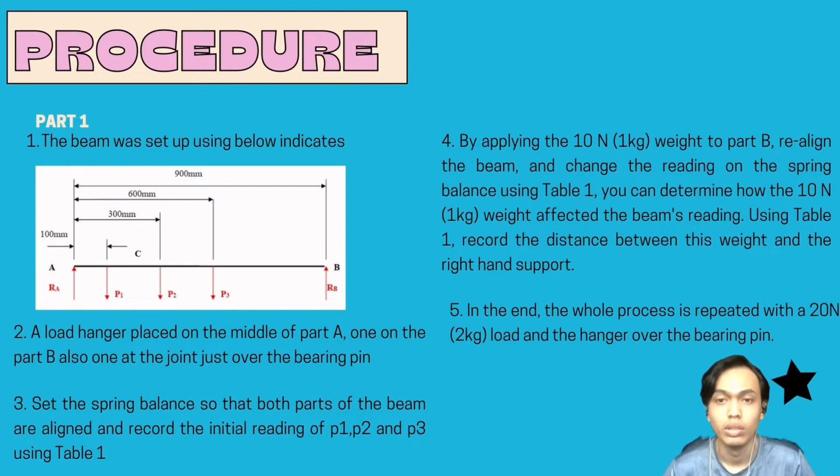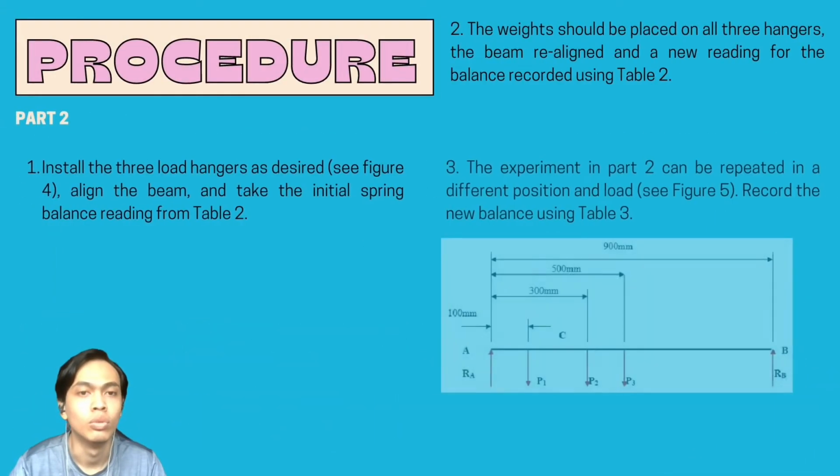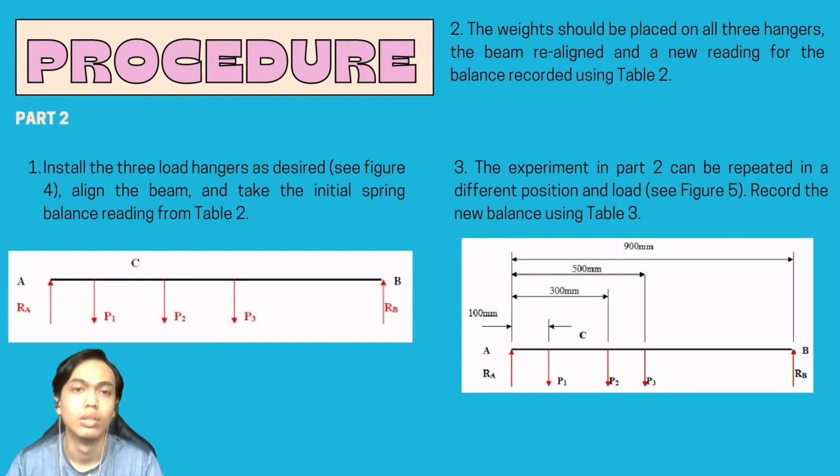Then the last one is we need to repeat the experiment with 20 Newton load and hang it over the bearing pin. So move to part 2. The first step in part 2 is we need to install 3 load hangers as desired, which is P1, P2 and P3. We can refer to the figure below.